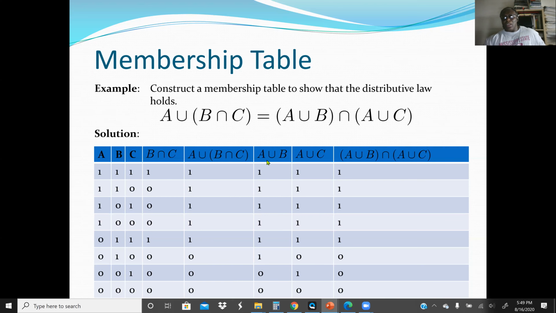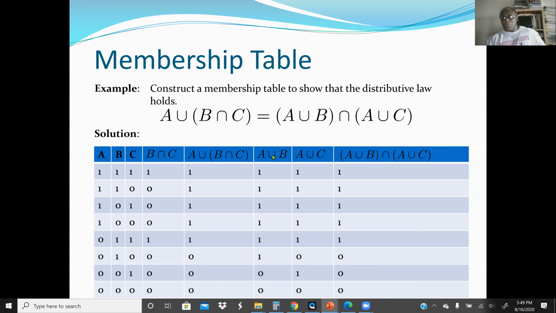So after we find A union B, we're also going to find A union C. Remember, it's addition also. So look at A and C: 1, 1, 1, 0, they are 1, 1. 1 plus 1 is 1, 1 plus 0 is 1. The only time we get 0 is this section, because A is 0, C is 0. And the last one, A is 0, C is 0. So 0 plus 0 is 0. Apart from that, everything is 1.